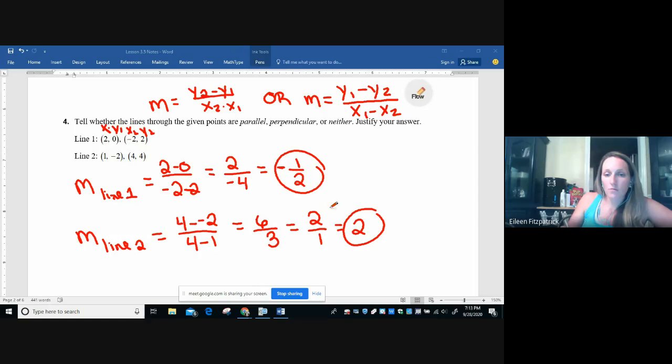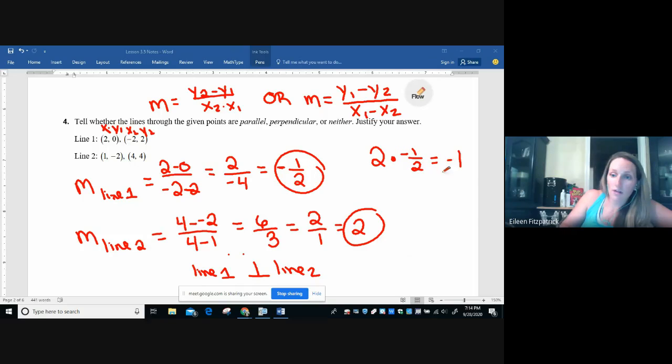Opposites, meaning one's positive, one's negative. Reciprocals, right? If you flip the fraction, you get what you see the other one has. So these are perpendicular lines. So line 1 is perpendicular to line 2. You could also say it's because if you take their slopes and multiply them together, you get a product of negative 1. It's also how you determine that the lines are perpendicular.